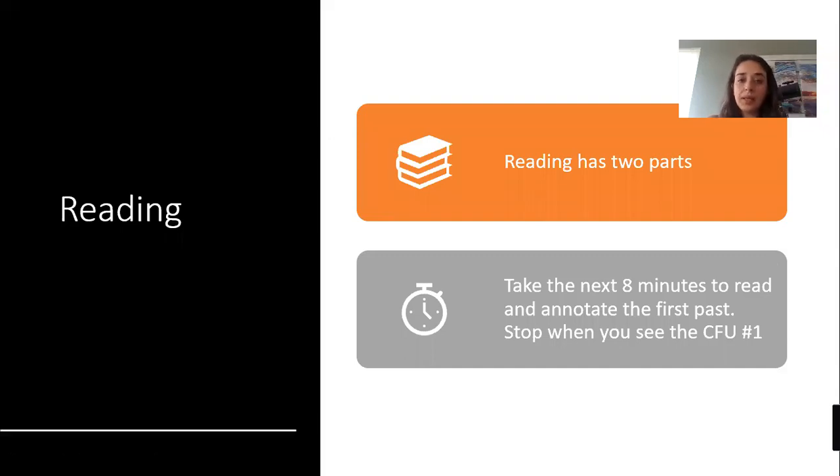Okay, so today's reading has two parts. You're going to take the next 8 minutes to read and annotate the first part, and then you're going to stop when you see the check for understanding. When you are ready, press pause so that you can start your reading. Press pause now.